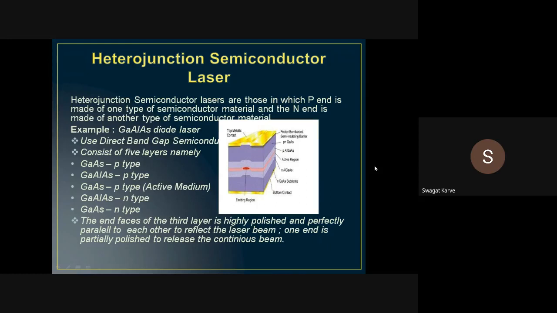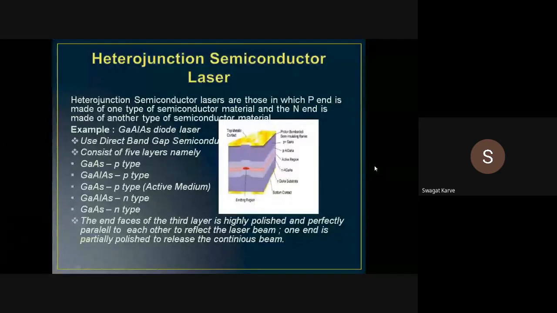In a very simple way you can say these are two PN junctions attached back to back, that form the two regions, and that is nothing but the heterojunction region, right? Now what are the different layers the heterojunction semiconductor has? First it has gallium arsenide p type, gallium aluminum arsenide, then gallium arsenide, that is the active medium, then gallium aluminum arsenide of n type, and gallium arsenide of n type region. So these different regions along with the active medium form the two junctions.